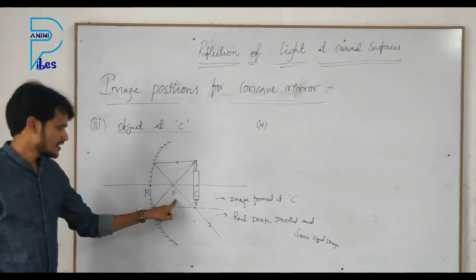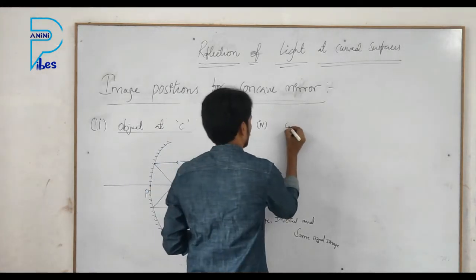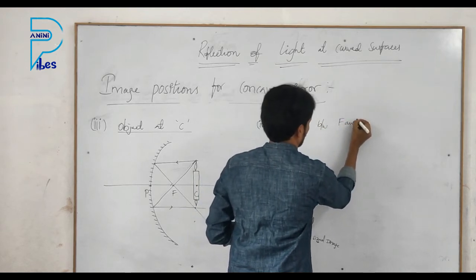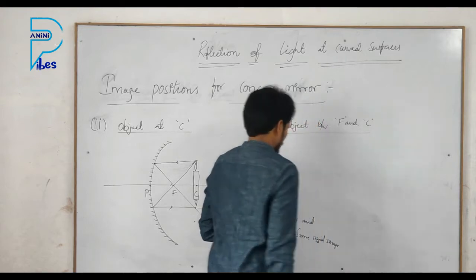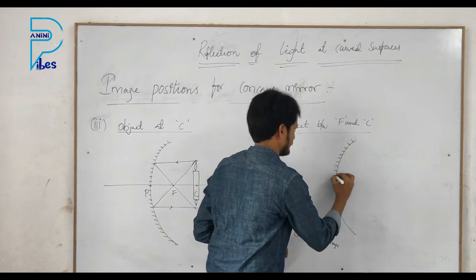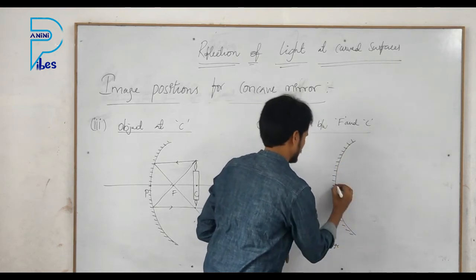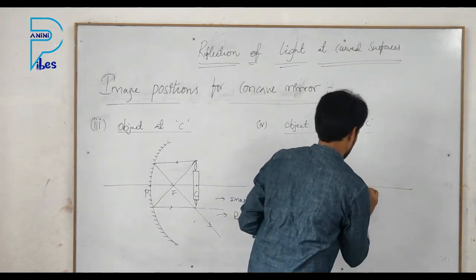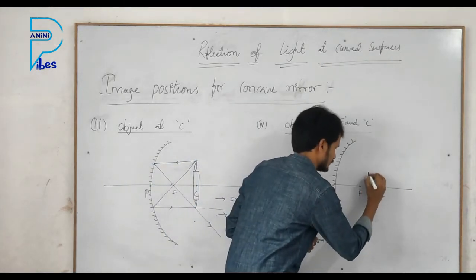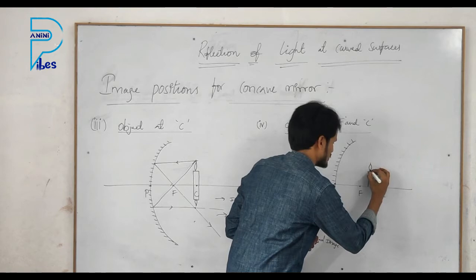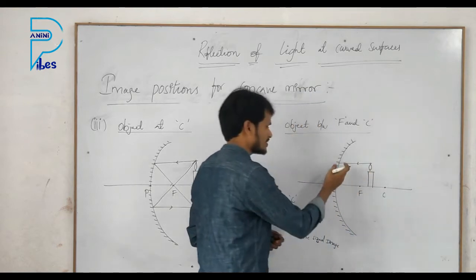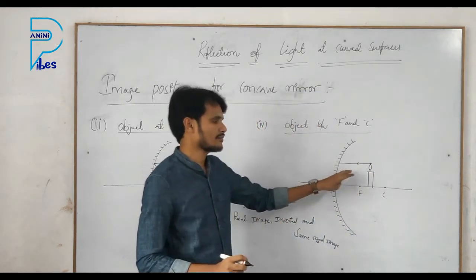So the next possibility is between F and C. Now place the object between F and C. Let's draw the concave mirror: pole, focus and center. Now the object is between F and C. Consider two ray diagrams. The first ray is parallel to the principal axis. I am always taking the first ray parallel to the principal axis, though it is not mandatory, that is your wish.